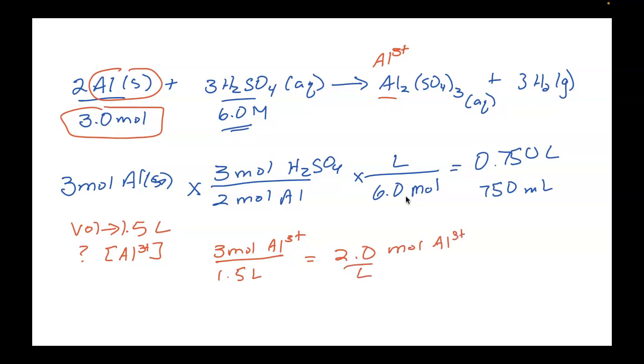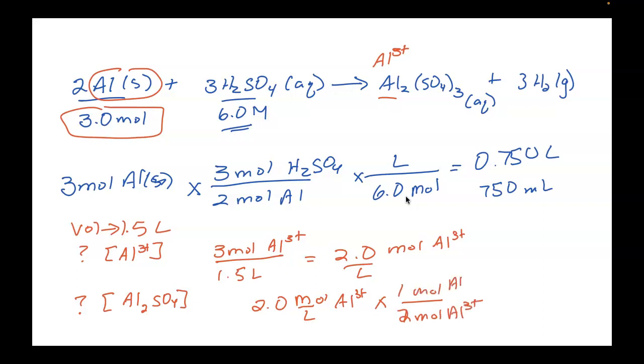And then the last question is, what is the concentration of aluminum sulfate? And we have 2 molar aluminum, and 2 moles of Al3+ makes 1 mole of aluminum sulfate. So then that concentration will be 1 molar. So I hope that helps.